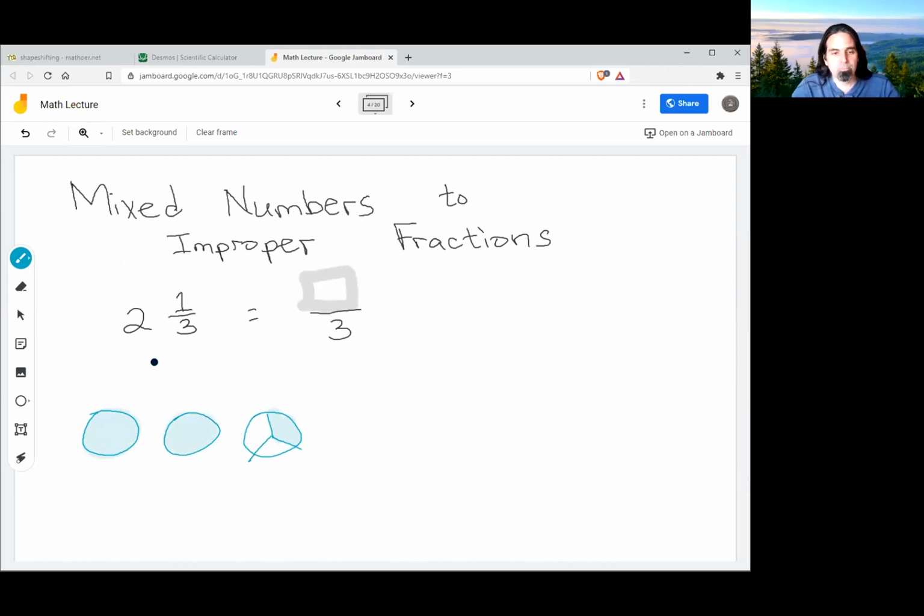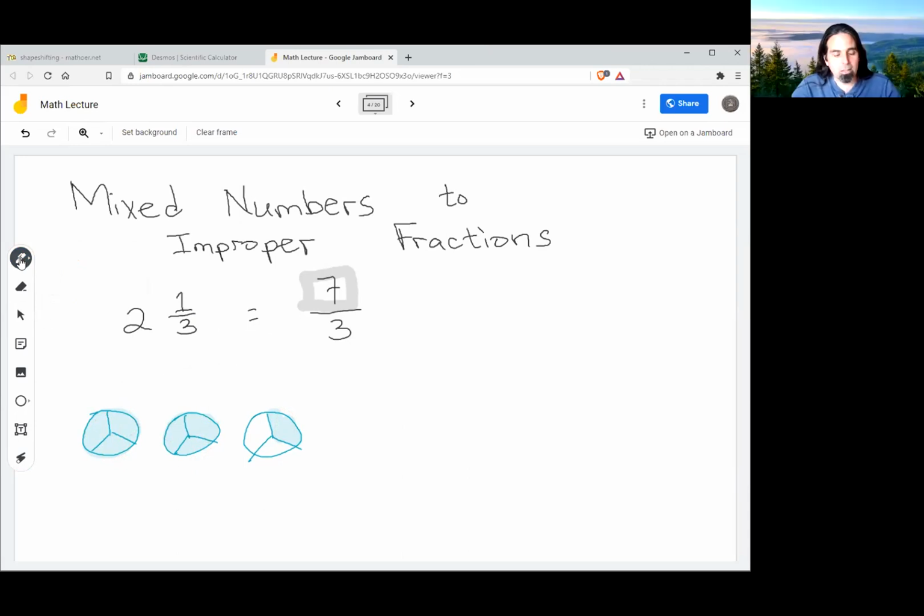Two and 1/3. How many thirds are there? I have to take my wholes and chop them up into thirds also. And then I count them. 1, 2, 3, 4, 5, 6, 7, and I get 7 for my answer. So good so far? Yeah.